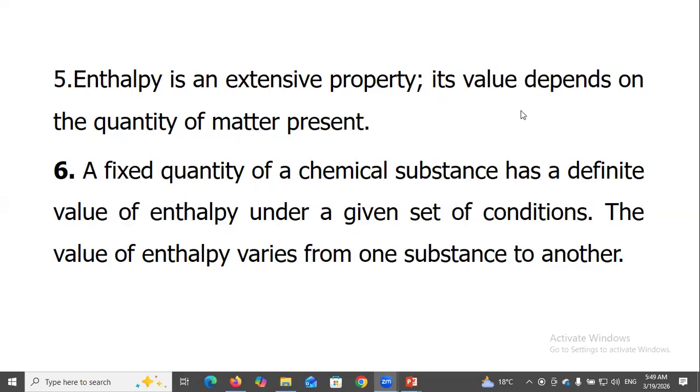Okay, sorry, listen again. Enthalpy is an extensive property. Its value depends on the quantity of matter present. A fixed quantity of chemical substance has a definite value of enthalpy under a given set of conditions. The values of enthalpy vary from one substance to another.